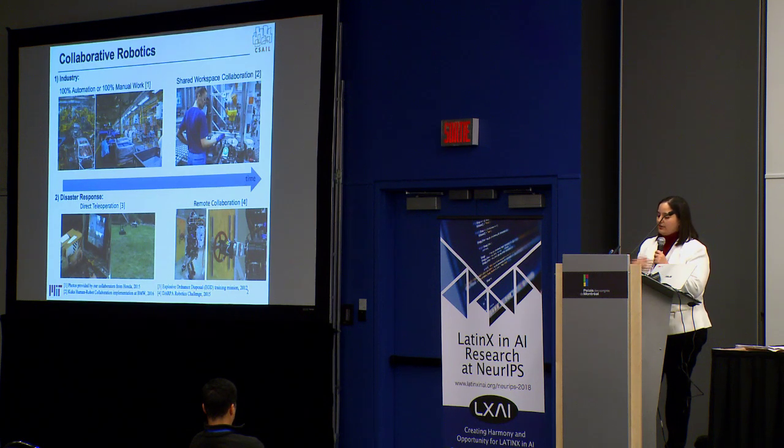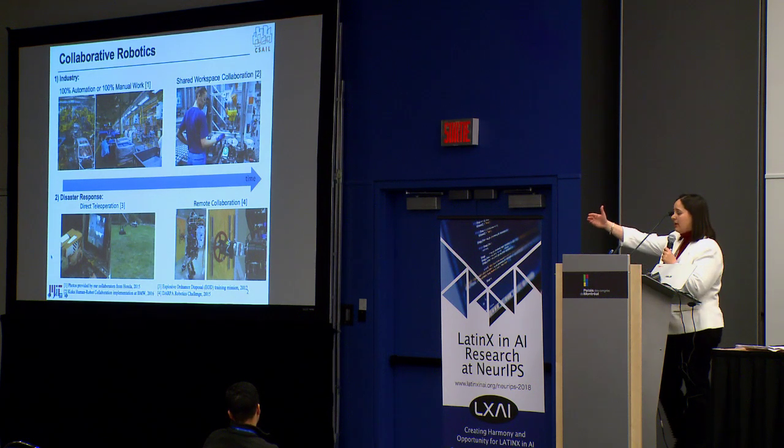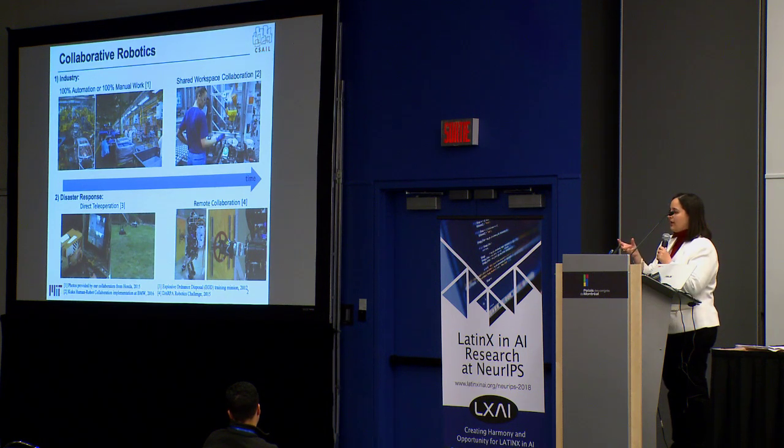And a different case is not when they are working together in the same physical workspace, but instead they are collaborating in a remote operation setting. So for example, if you think about what happened in Fukushima, ideally we sent robots to this space to do manipulation tasks because it is unsafe and unhealthy for humans to go there. But the reality was that it was really hard to send robots to do any useful work, like just opening a door or going up the stairs was very difficult for any current robot.